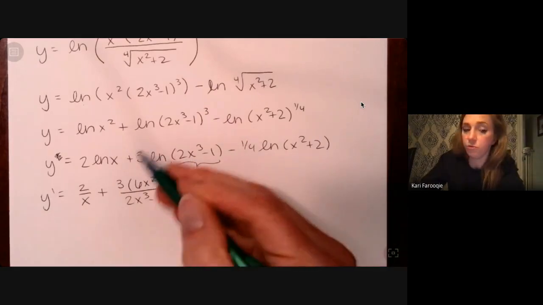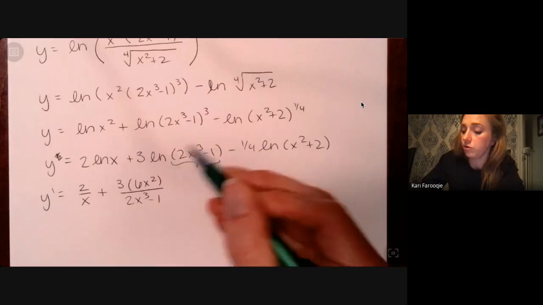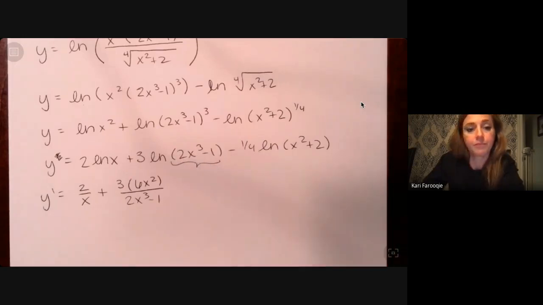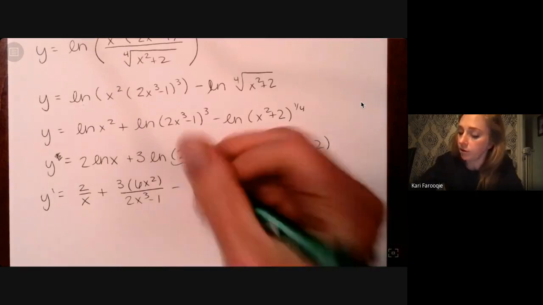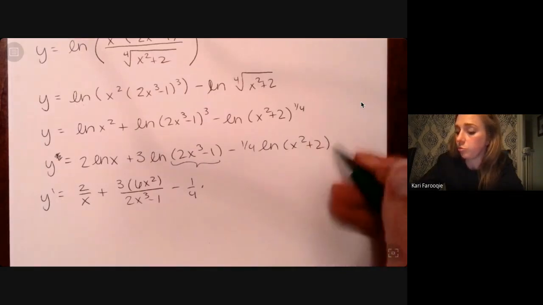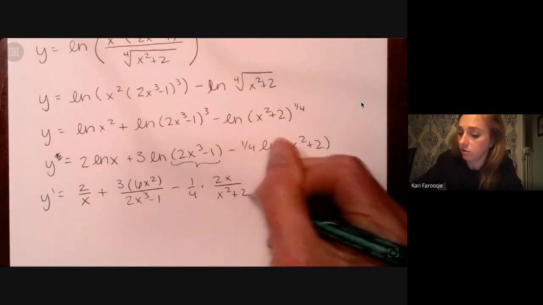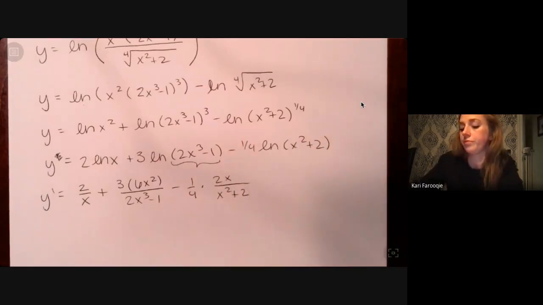So the 3 came from your constant multiple, and the 6x squared came from the derivative of u of x. All right, do the same thing with your last term. Take u prime over u. The derivative of x squared plus 2 is 2x.